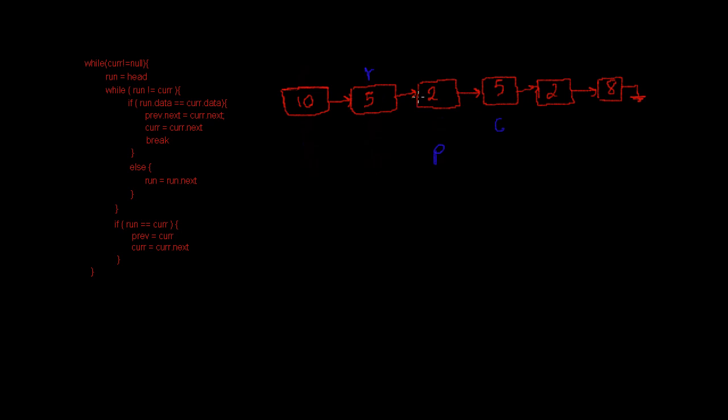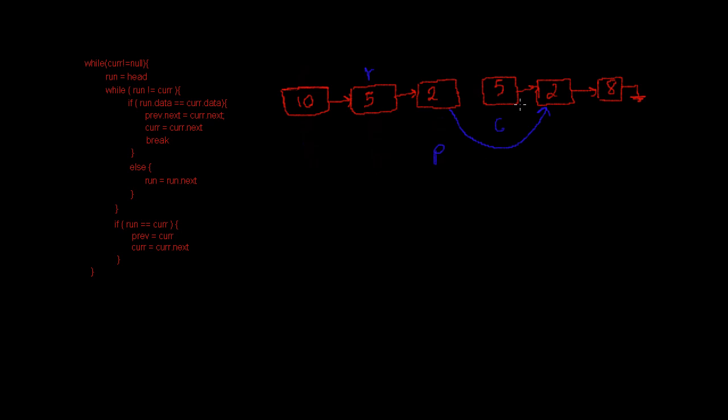Which means that there is a duplicate. In the case of the duplicate, we're gonna execute the code inside of this if statement. This if statement is saying that put the previous.next, so put this pointer pointing at current.next. So current.next is gonna be this 2, and previous.next is gonna point at current.next.